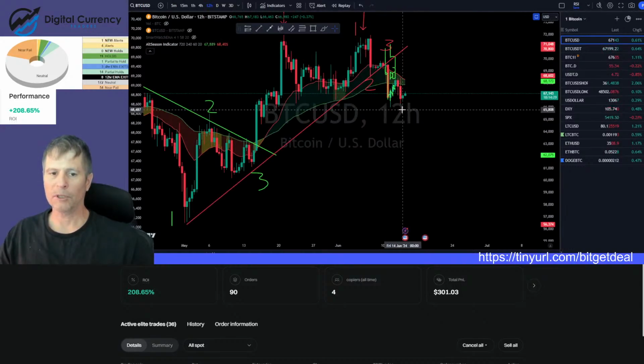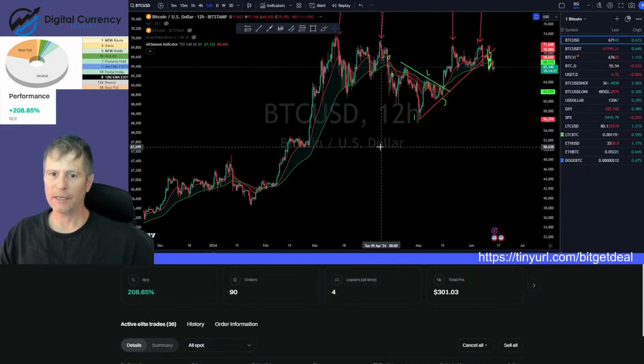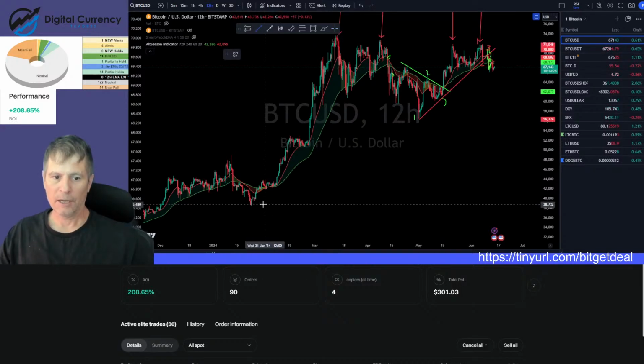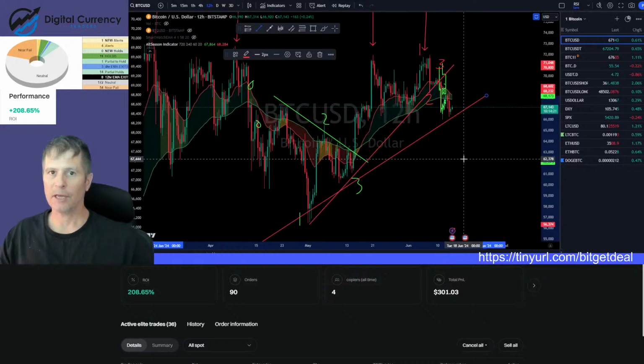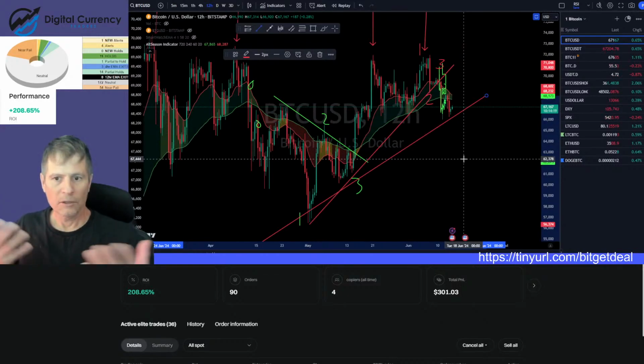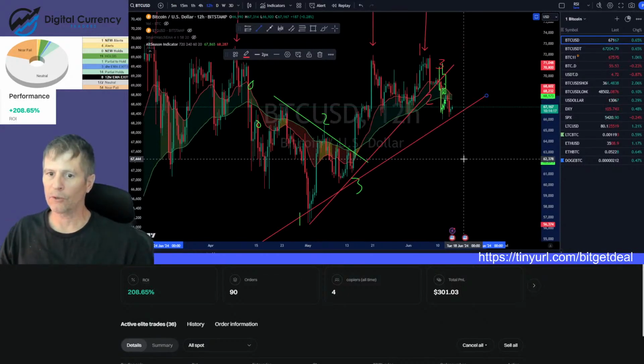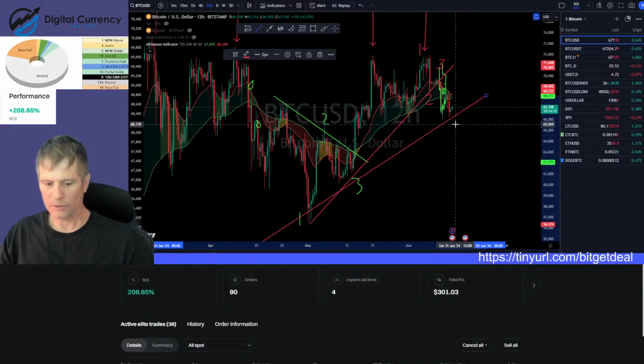So if it breaks down below this, now we're breaking yet another bigger trend line, and it would be time to go to cash. That's just what our system says, and we're still there. We're not gone. We can take that cash and put it back into Bitcoin. Cash is a position.